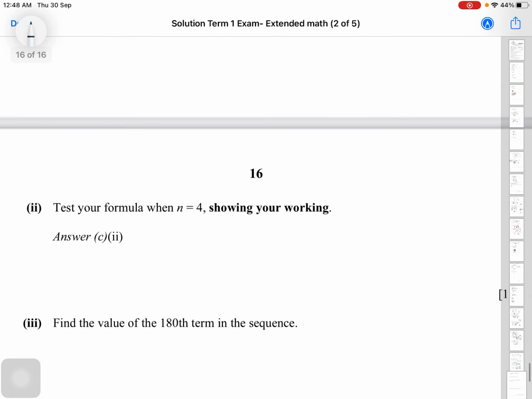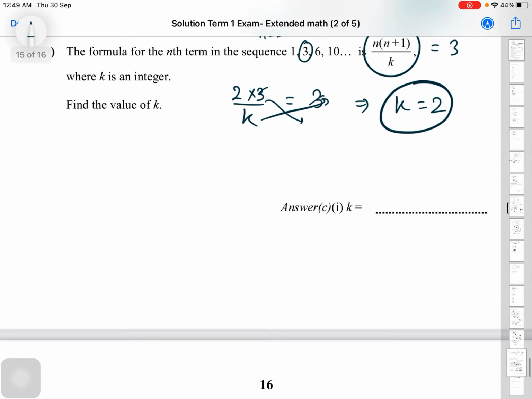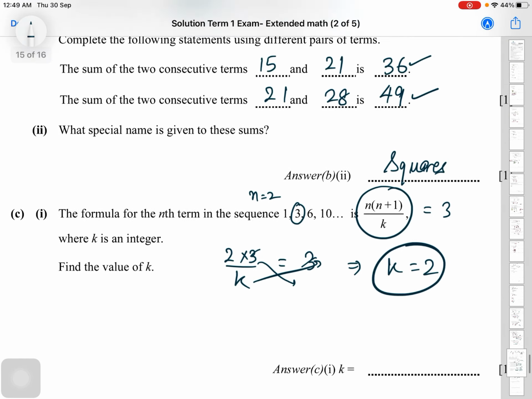Now what are they asking? Test your formula when n is equal to 4. So when n is equal to 4, you will have n into n plus 1 by k. K was equal to 2. Let's see, 4 into the next number 5 by 2, which is equal to 10. Yeah, the fourth term was actually 10 only. You remember that? Look at the fourth term. Fourth term was 10 only. Well done.